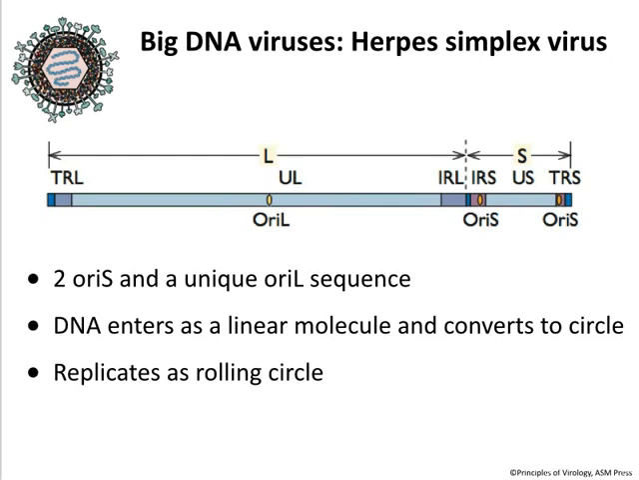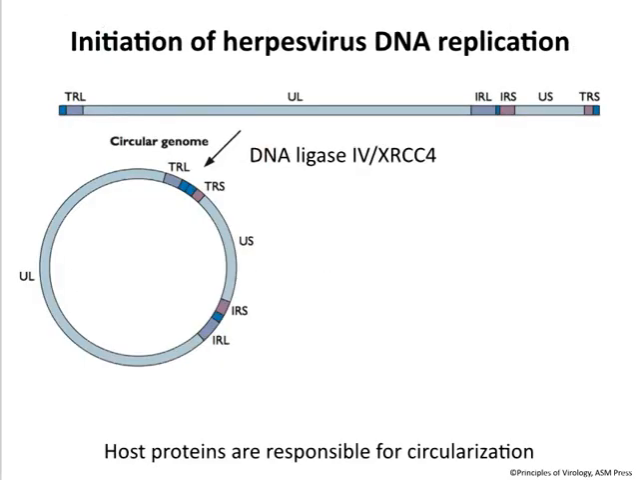This DNA enters the cell as a linear molecule. So these virions dock onto the nuclear pore. The DNA goes through the portal into the nucleus. And then it converts to a circle and replicates as a rolling circle. So I wanted to show you how this works because this is kind of a neat sequence.